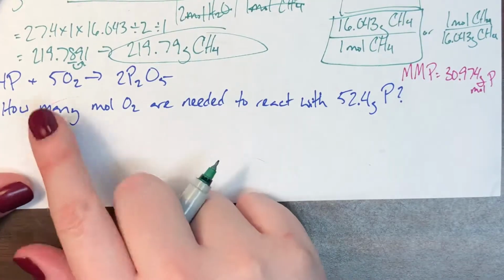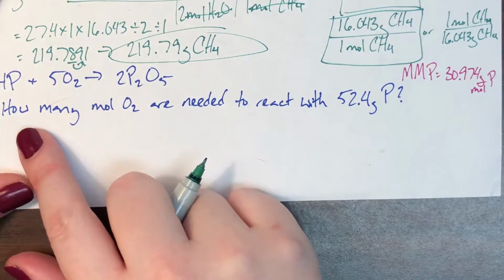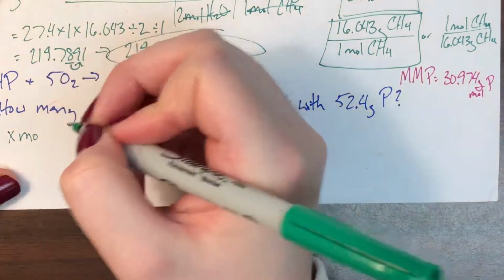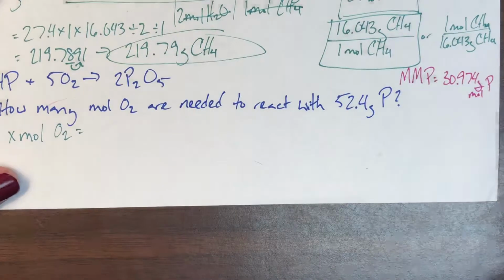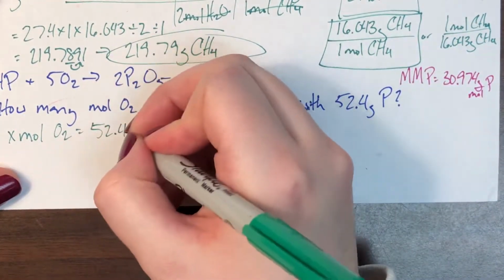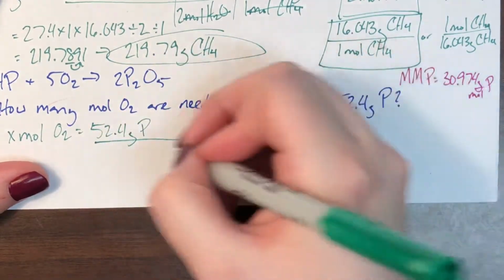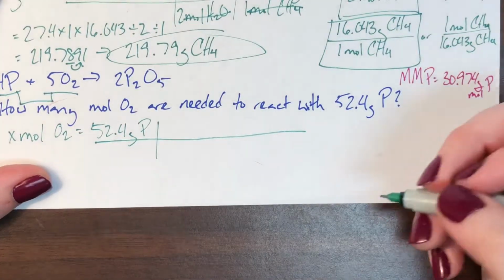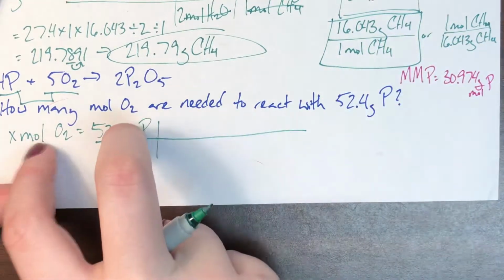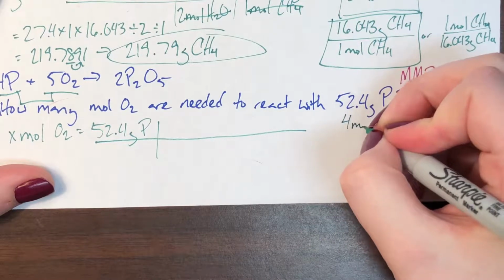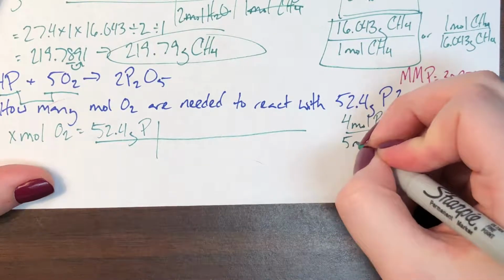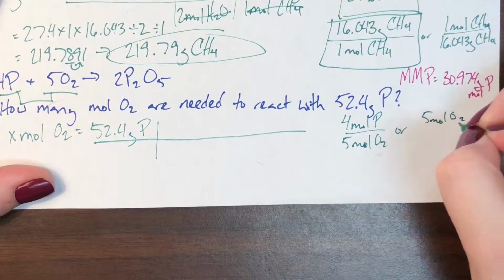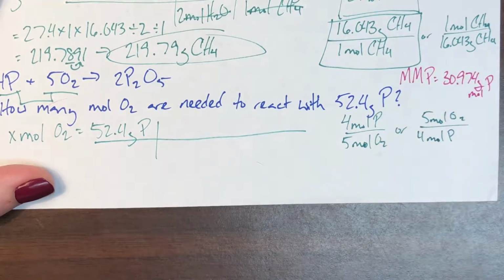Okay, very last problem. I have my balanced chemical equation again, and I see that it says how many moles of O2. So I'm going to say X mole O2 are needed to react with 52.4 grams of phosphorus. Phosphorus and oxygen are the only 2 that I care about, so I'm going to connect them and make my mole ratio, because I'll need it at some point since I have 2 different compounds here. So for every 4 moles of phosphorus, there are 5 moles of oxygen, or for every 5 moles of oxygen, there are 4 moles of phosphorus.